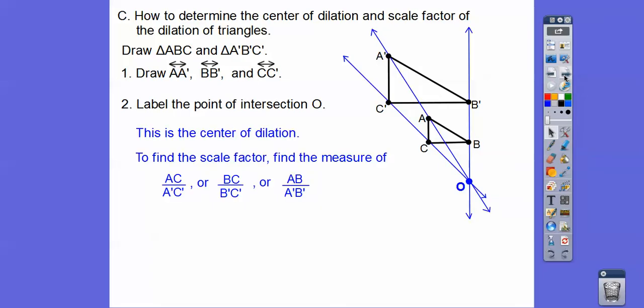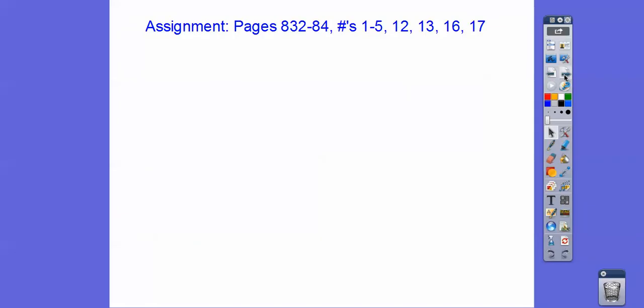To find the scale factor, you can just find the lengths. If they give you the length of AC, that's AC to A prime C prime, or BC to B prime C prime, just the corresponding lengths. Or we can go from the center of dilation to each of those points and the corresponding points. If you are in our class, that's going to be your homework.